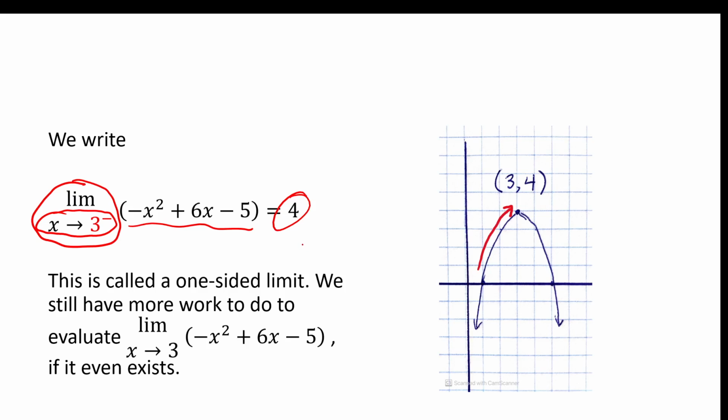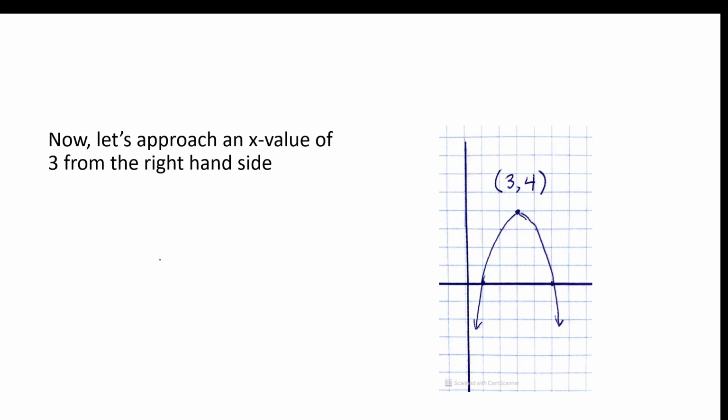Now that's called a one-sided limit. We still have more work to do to evaluate the limit as x goes to 3 overall. We've evaluated the limit as x goes to 3 from the left, with that minus sign there. Now let's evaluate the limit as x goes to 3 from the right.